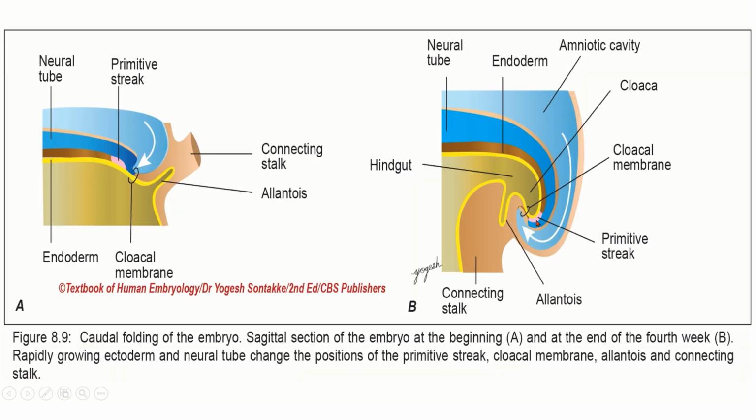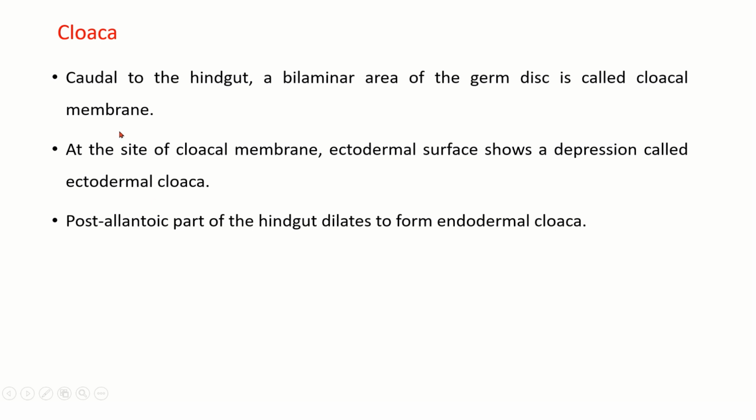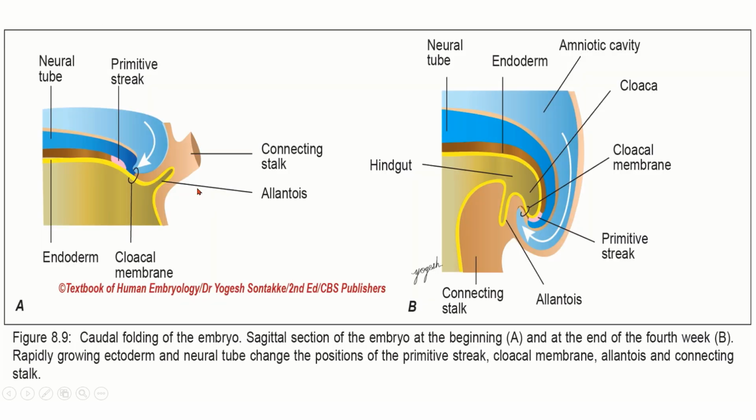So you can see here, this is the primitive streak. You can see the cloacal membrane. You can see the allantois communicating with the hindgut. See the initial position, see the final position after the formation of the tail fold. Caudal to the hindgut, a bilaminar area of the germ disc is called the cloacal membrane. So you can see here. So this is the cloacal membrane, caudal to the germ disc.